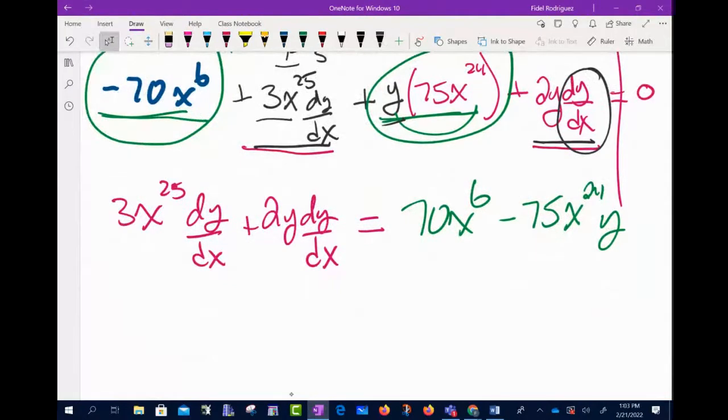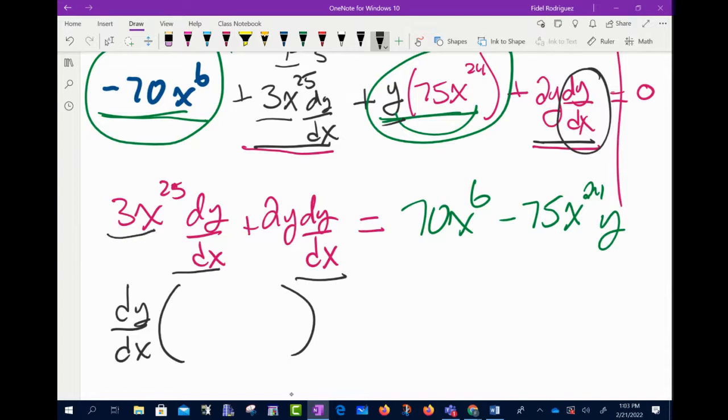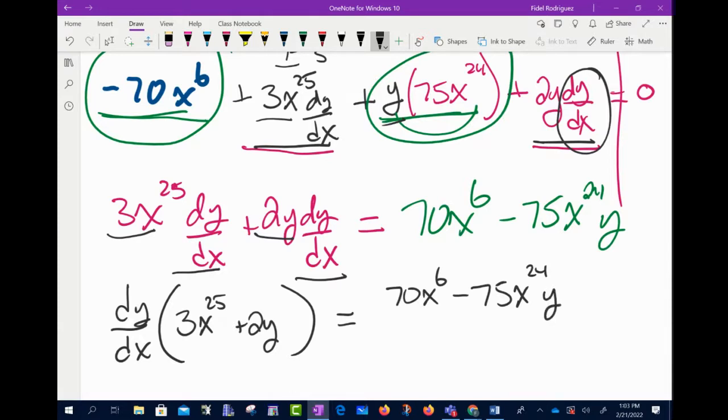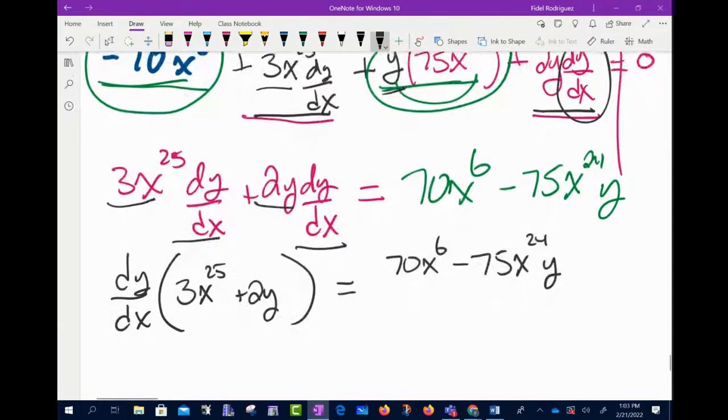Okay. So look, y'all. The next thing I'm going to do: you agree with me that both of those have a term of dy dx? So we're going to factor that dy dx out. Remember, when we factor it out, it's like we're dividing it out. But look at the factors that we're going to be left with. We'll be left with 3x to the 25th plus 2y, and that is equal to 70x to the 6th minus 75x to the 24th with a y.